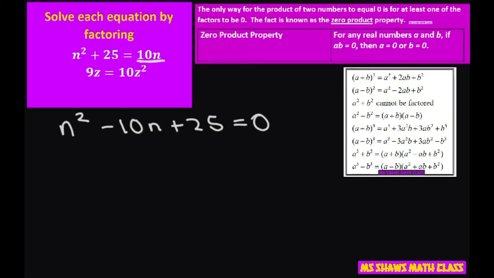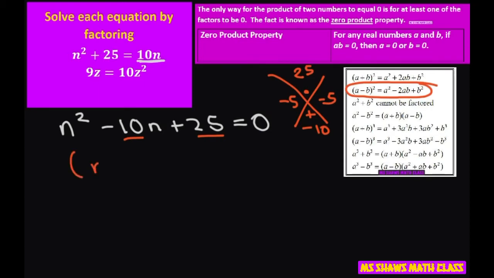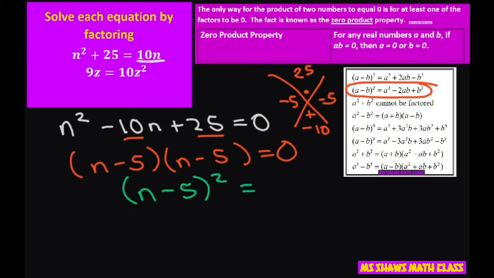Also, the more you get used to factoring, you notice that this is a perfect square trinomial. It has this form here. Or you can write 25, where you multiply to get 25, but when you add or combine, you get negative 10. So this would be negative 5, negative 5. So we're going to write this as n minus 5 times n minus 5 equals 0. This can also be written as n minus 5 squared equals 0. That's why it's a perfect square trinomial.